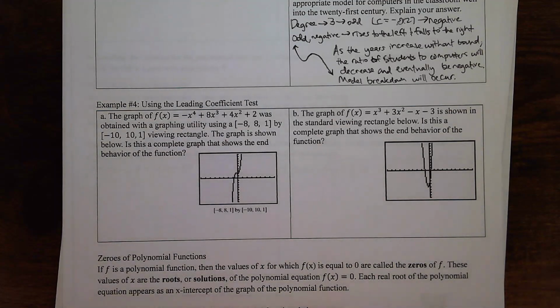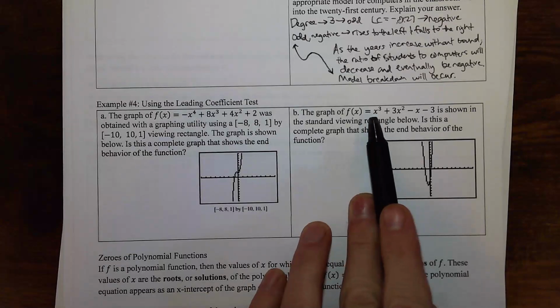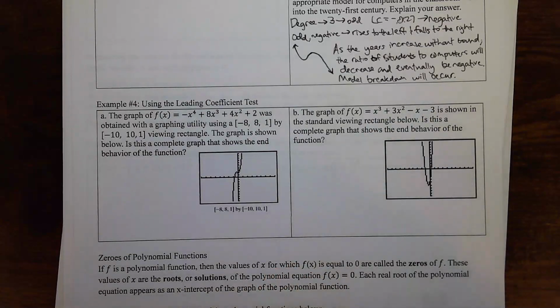All right, so this is an example of what I was referring to earlier. So we've got a graphing window, and we could mirror this on our graphing calculator for this polynomial function. And we want to see, does this complete graph show the end behavior of the function? So let's first classify which category this function belongs in.